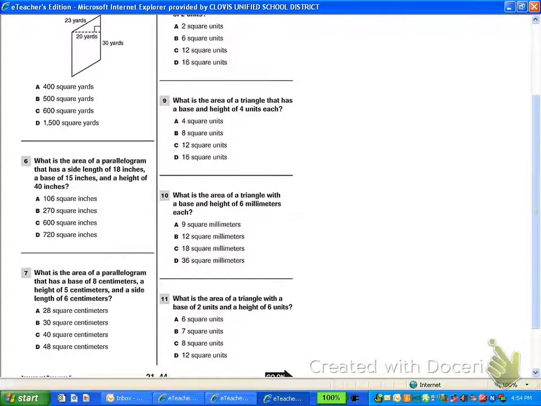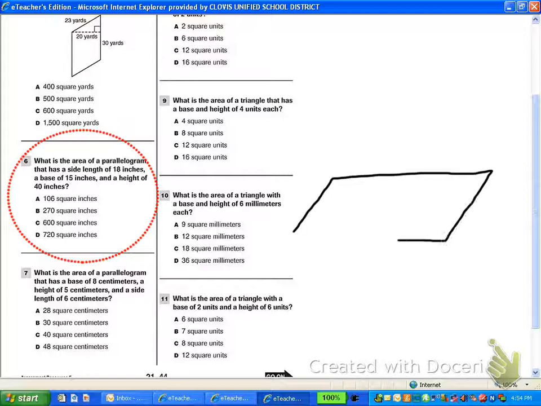They might also try to trick you with a problem like number 6. Number 6 says, what is the area of a parallelogram that has a side length of 18 inches, a base of 15 inches, and a height of 40 inches? Again, they're giving you 3 numbers, but the formula to find the area of a parallelogram is base times height.